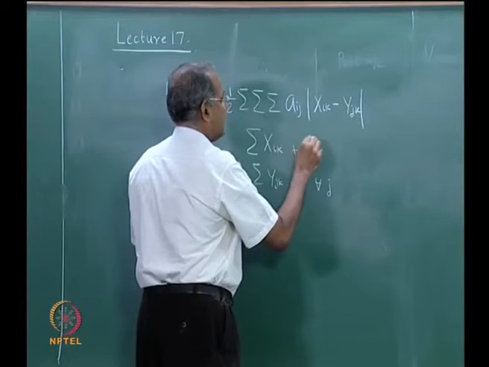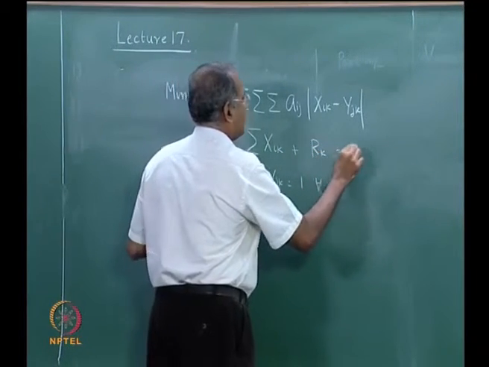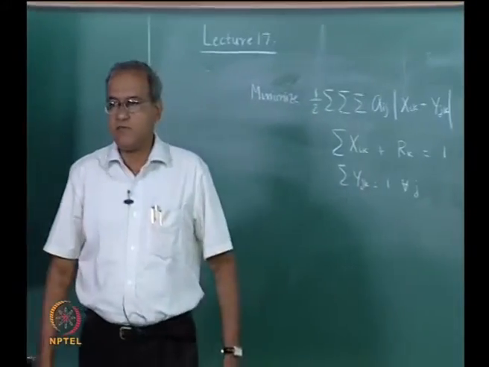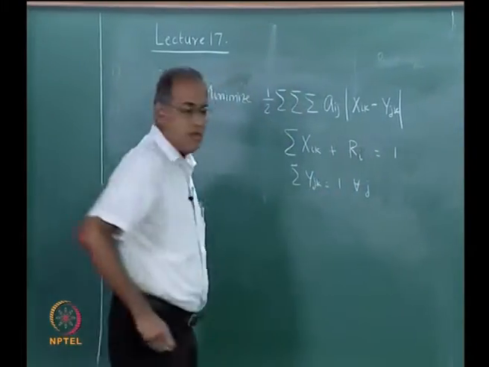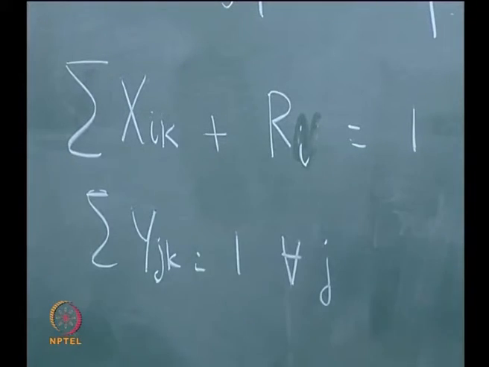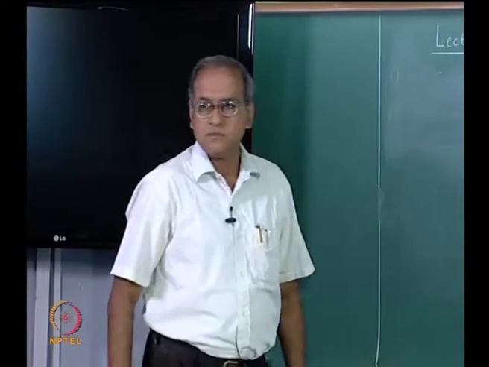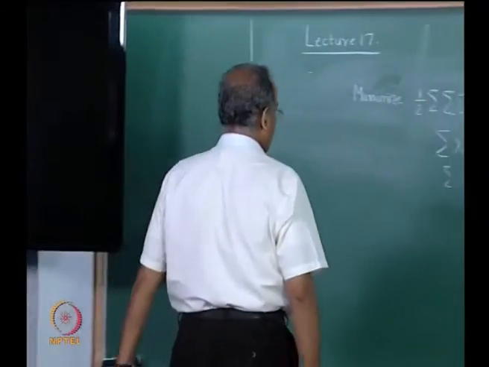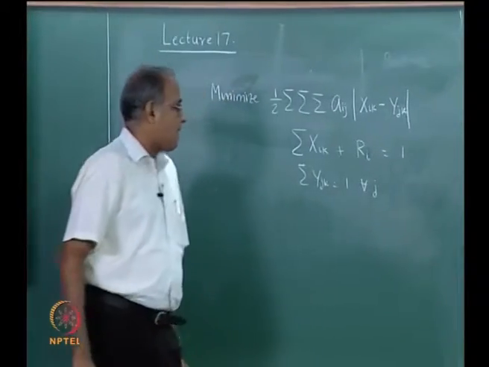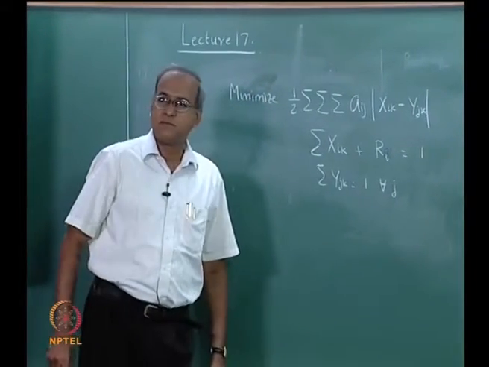plus sum over k of x_ik plus r_i equal to 1, where r_i equal to 1 if machine i goes to the remainder cell. All right. r_i equal to 1.